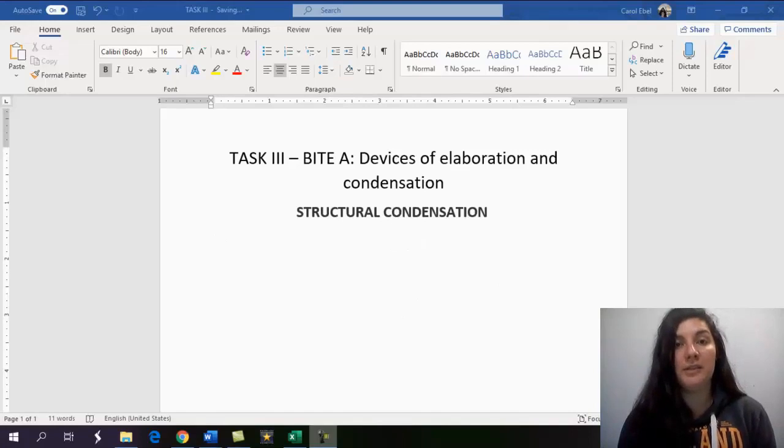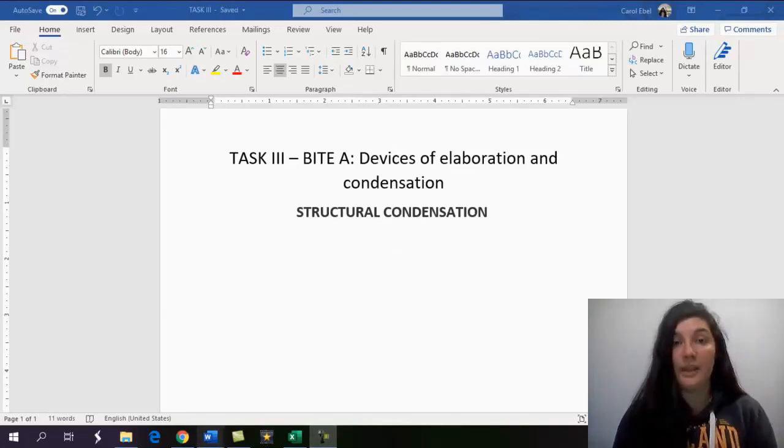Now we'll analyze the cases for structural condensation. Remember that structural condensation happens when we need to reduce the length of some information we have just said in previous clauses, and consider that the previous structure is replaced by a whole new structure. In this task, we can find examples of structural condensation in exercises 1, 5, 6, and 8.